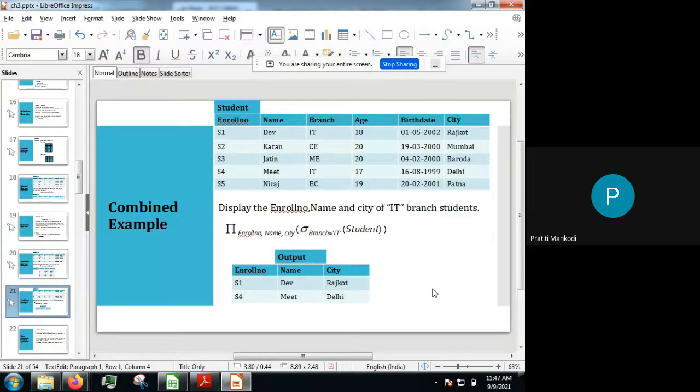So what you have to remember is that whenever you have selection and projection together to be applied, always apply selection first. That means your inner query should be of selection and the outer query should be of projection. Is it clear? Ready? Justified? Yes. Fine. So that's what these 2 things are.